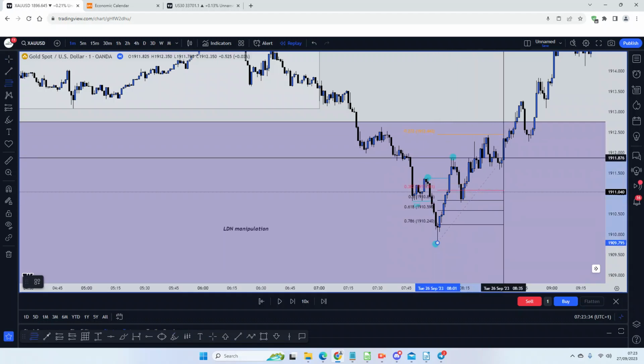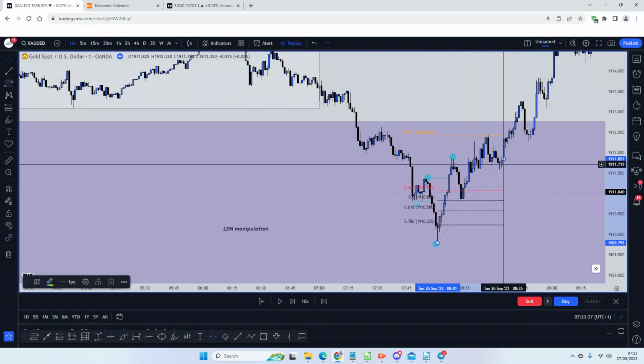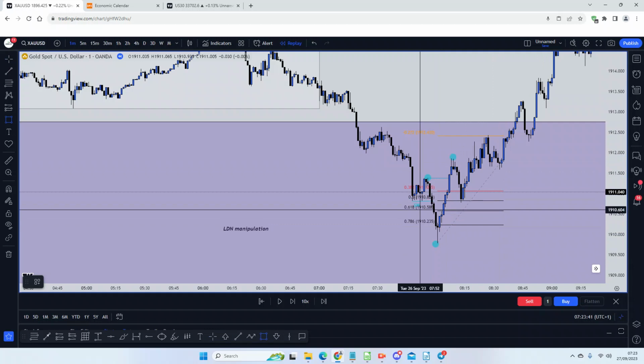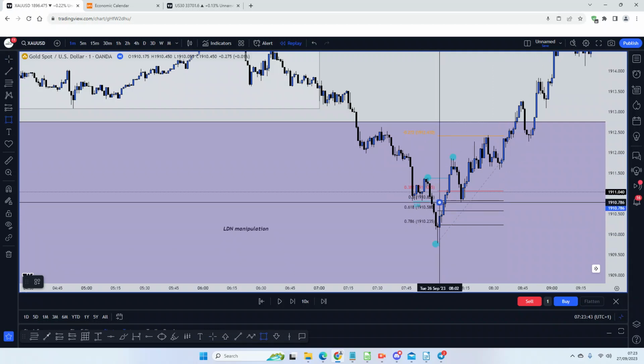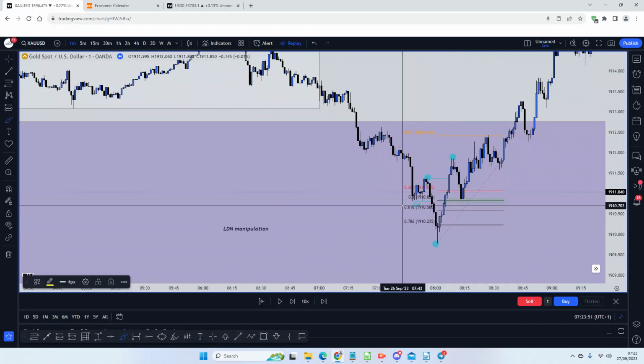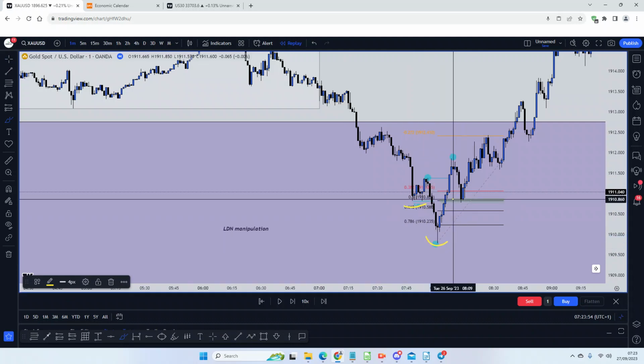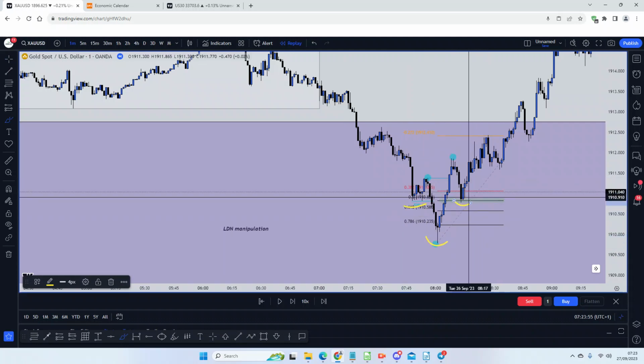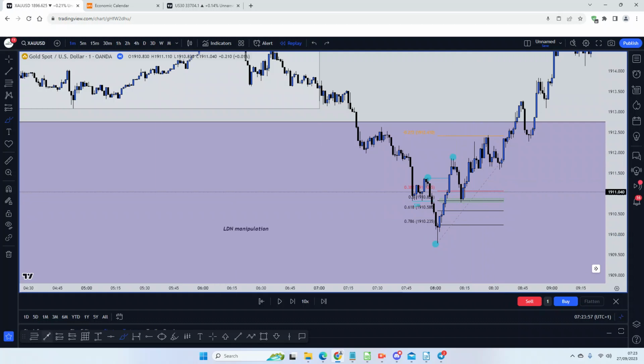I then took my Fibonacci from the low to the high of the 1-minute market structure shift, and you can see the 0.5 was our zone of confluence. Why was it our zone of confluence? Because we had a 1-minute fair value gap from that wick high to that wick low, and we also had this potential left shoulder, head, and right shoulder in confluence with the 50% fib.